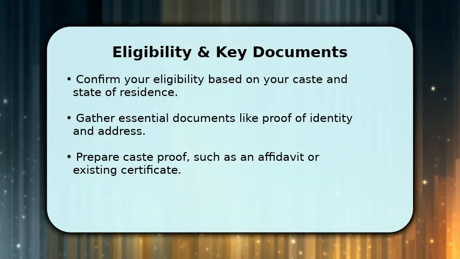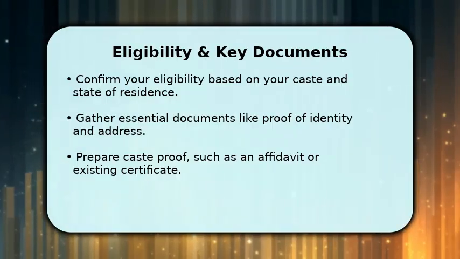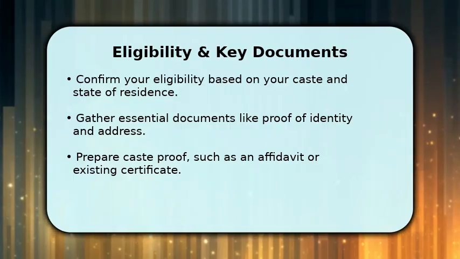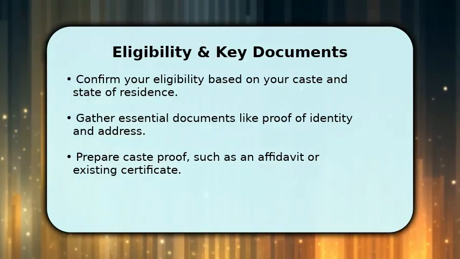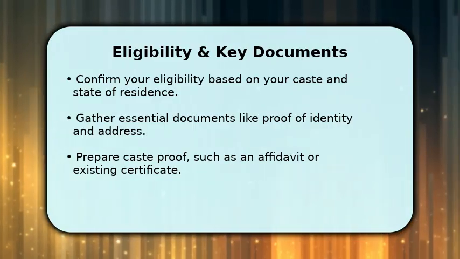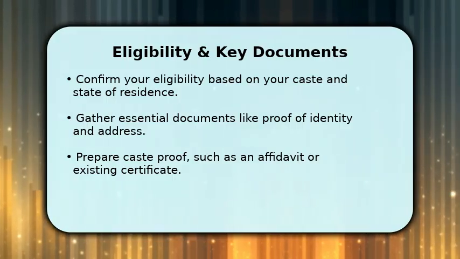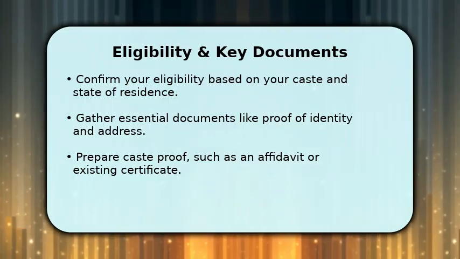To begin, you must first confirm your eligibility for an SC certificate. This typically involves verifying your caste status and residency requirements. Next, gather all necessary documents. You will need proof of identity, such as an Aadhaar card, and proof of address, like a utility bill. Crucially, prepare your caste proof, which might be an affidavit or an existing state-level certificate. Ensure all family details align for a smooth application.